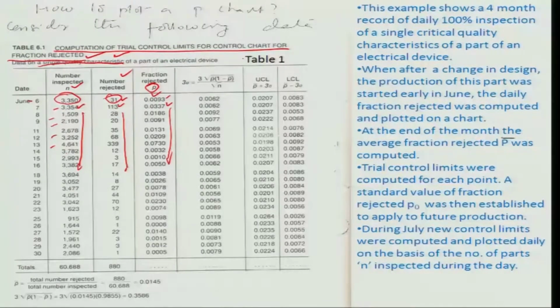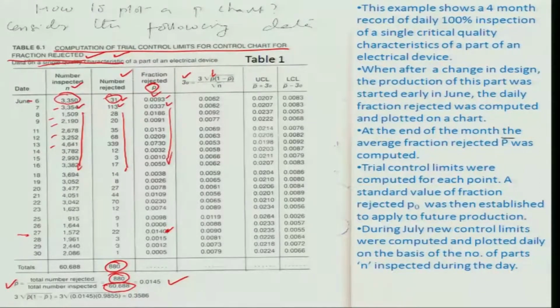So, the 3 sigma limits are being computed according to the formulation 3 root of p dash (1 minus p dash) by root of n, where p dash is basically the average fraction rejected. Let us look at the average here. It is basically 880 total number of rejects out of total number of inspections 60,688. So, the average fraction of rejects in the whole distribution is 0.01145, so about 1.45%. And you can see here that on, let us say, the 27th day of June, the percentage reject is very close to the distribution's overall average. So, that is the p dash value.